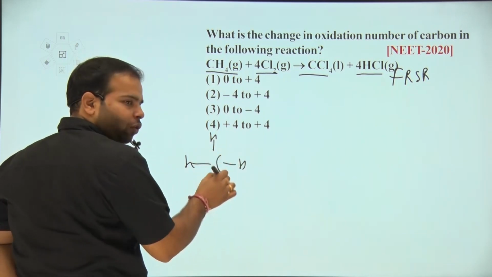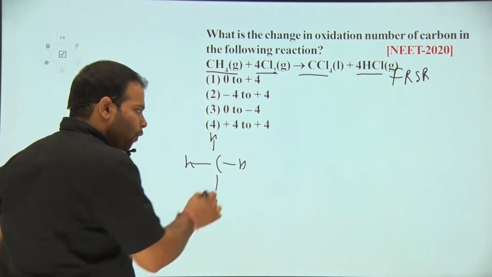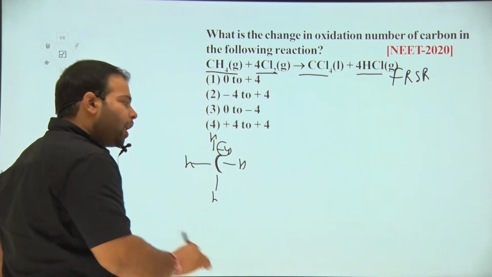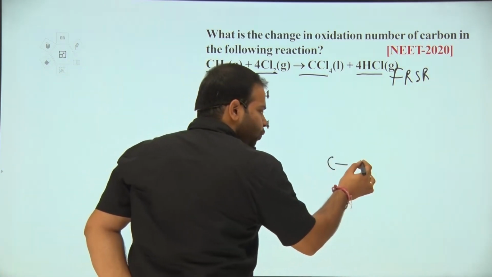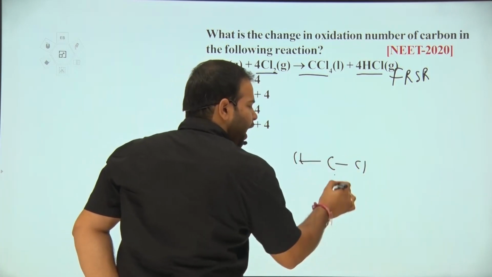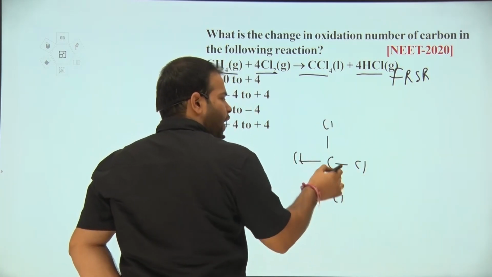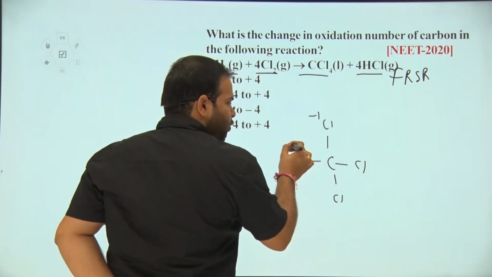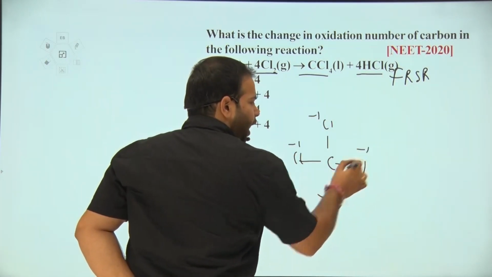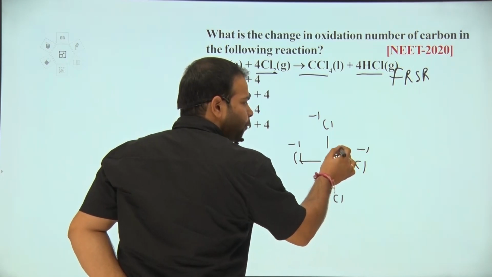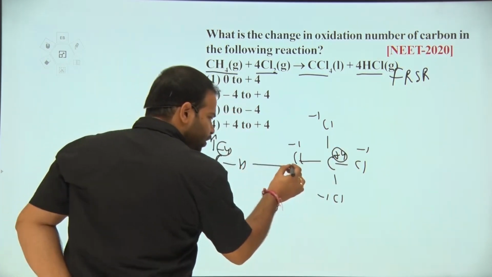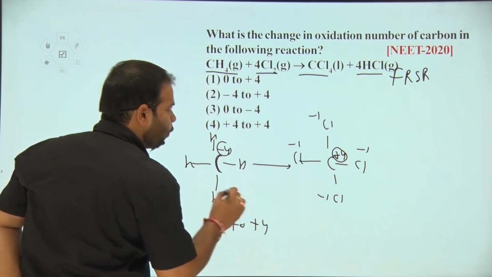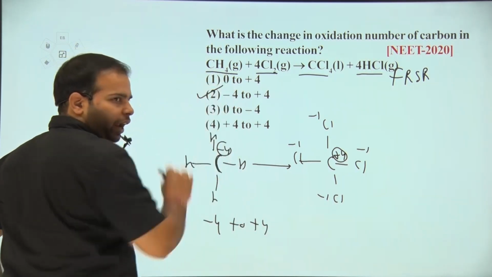hydrogen has less electronegativity as compared to carbon. Therefore, carbon will get -4 oxidation state due to these 4 bonds. And after reaction, it will convert into CCl4. The electronegativity of chlorine is higher than that of carbon. It means each chlorine will get -1 oxidation state, and this carbon will get +4 oxidation state. So in this case, the change is -4 to +4. Clear? So the answer will be second.